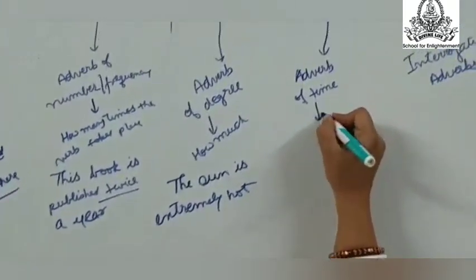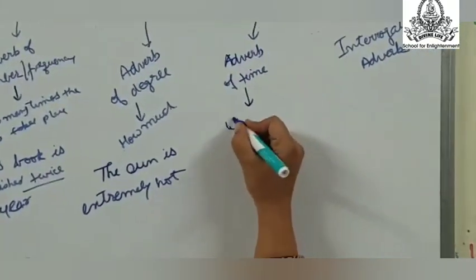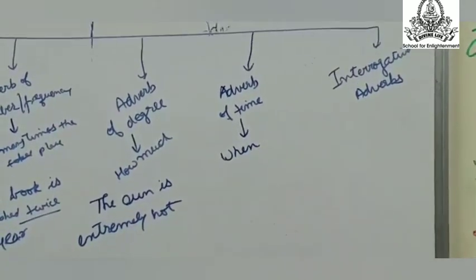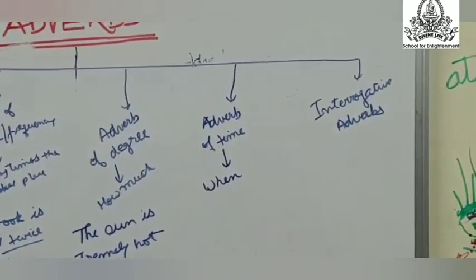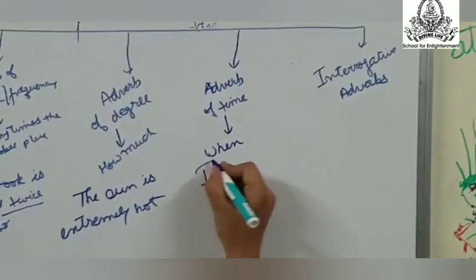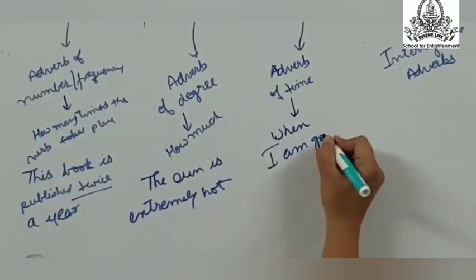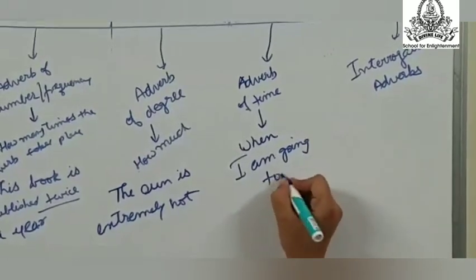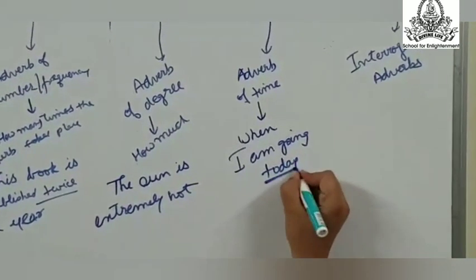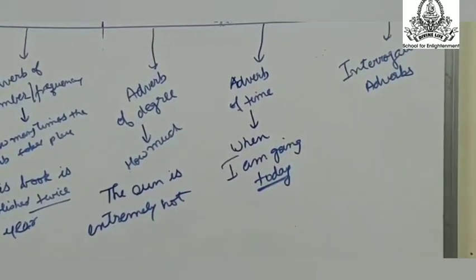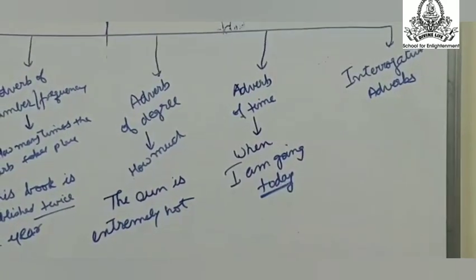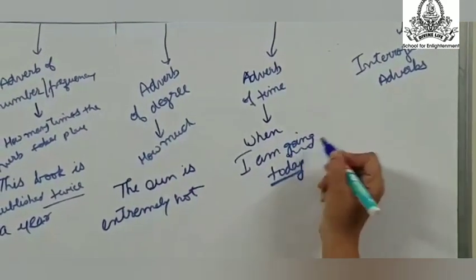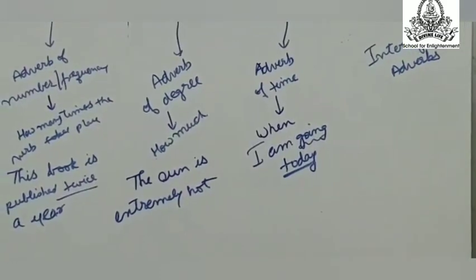Coming down to adverb of time. This answers our question of when. When did that activity happen? I am going. When? I am going today. Now this today is telling that this action is going to take place today, adding more information to the verb going.